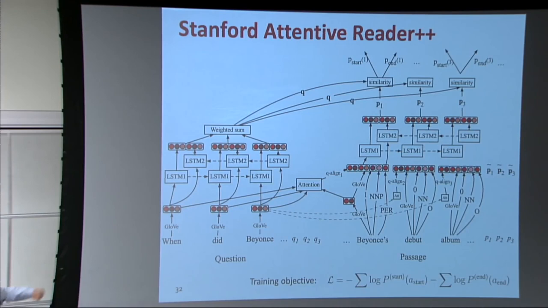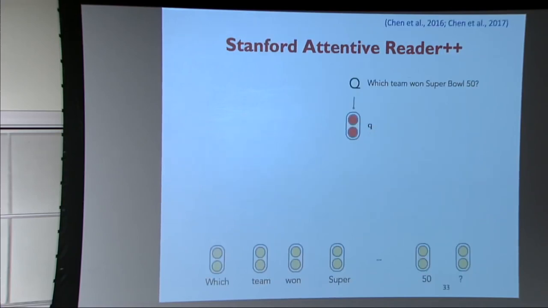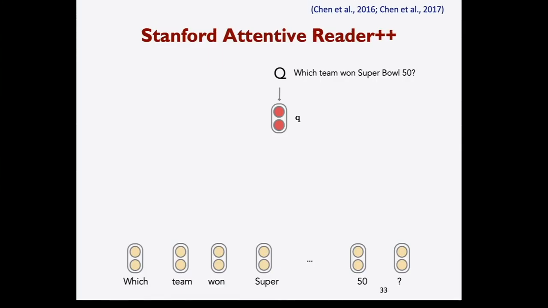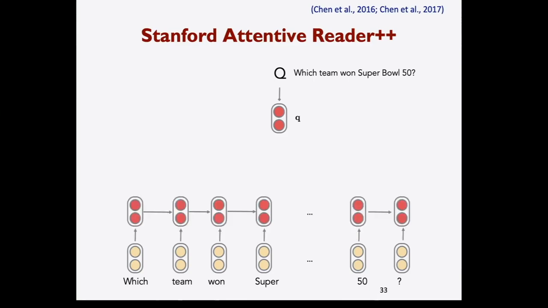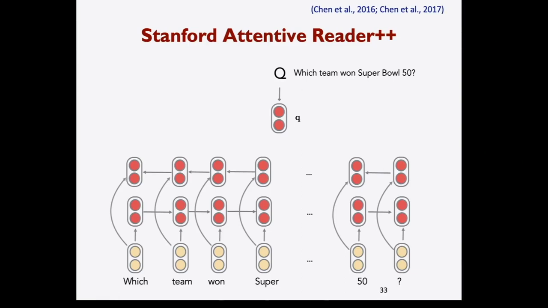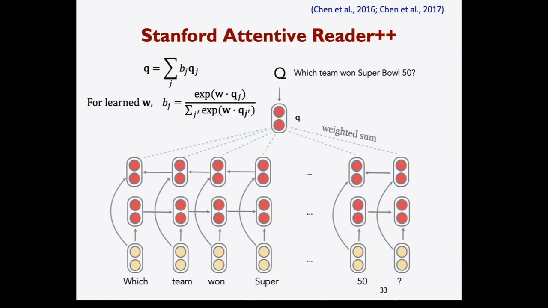Okay, so how is this model more complex now than what I showed before? Essentially in two main ways. The first one is looking at the question. We still run the BiLSTM as before, but it's a little bit crude just to take the end states of the LSTM and concatenate them together. It turns out that you can do better by making use of all states of an LSTM.